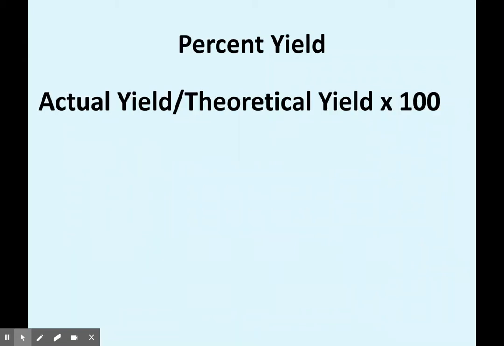Now, the percent yield is looking at how much of the theoretical you got when you made the actual yield. So what percentage did you successfully make? So the equation is going to be actual yield divided by theoretical yield times 100, because we want it in a percentage.